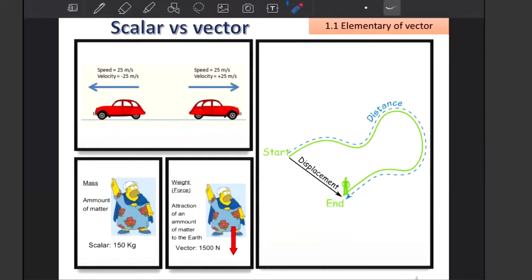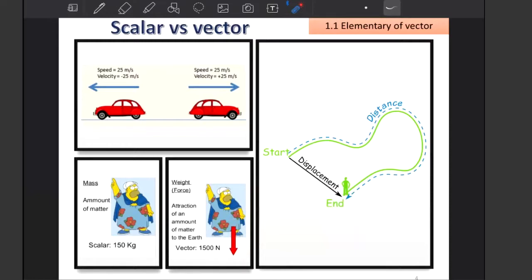What about mass and weight? Kalau you tengok macam sama kan, but they are different. Mass is amount of matter. So we have, for example, 150 kilogram. But weight is the attraction of amount of matter to the earth. So weight is a vector.